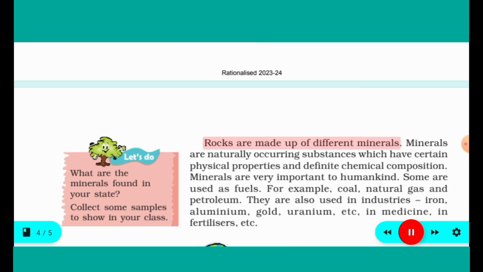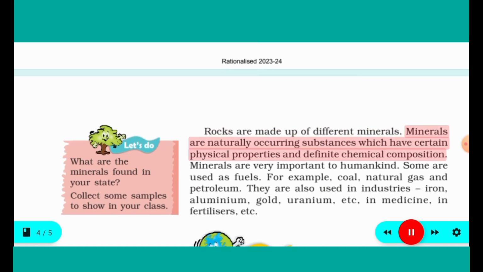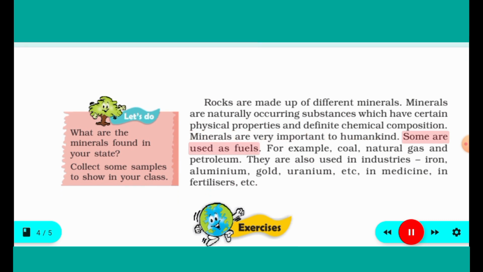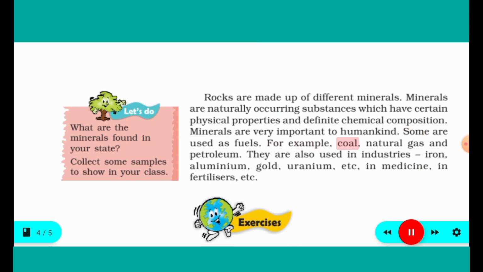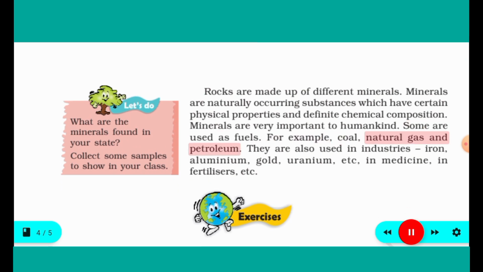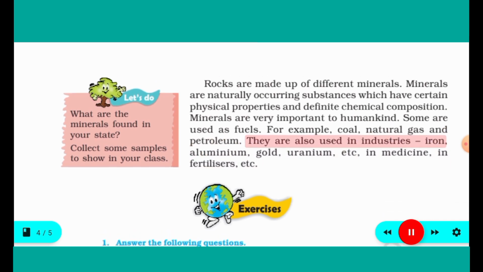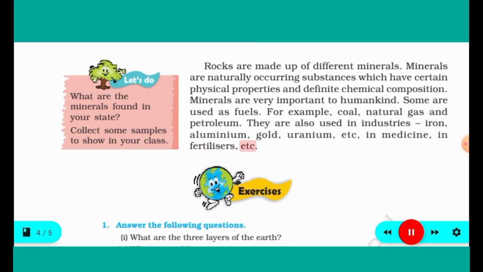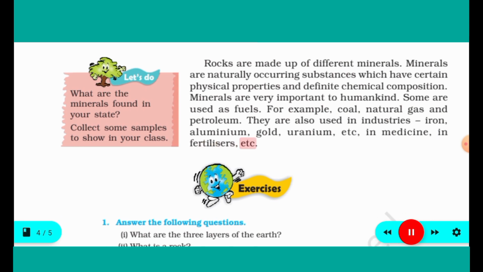Rocks are made up of different minerals. Minerals are naturally occurring substances which have certain physical properties and definite chemical composition. Minerals are very important to humankind. Some are used as fuels, for example, coal, natural gas and petroleum. They are also used in industries, iron, aluminium, gold, uranium, etc., in medicine, in fertilizers, etc.